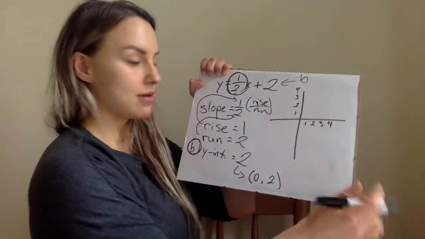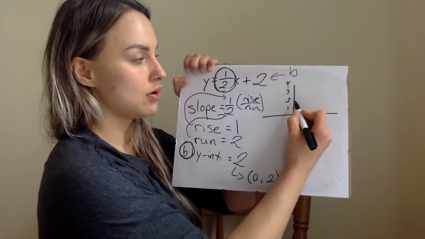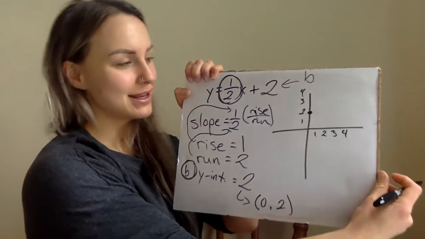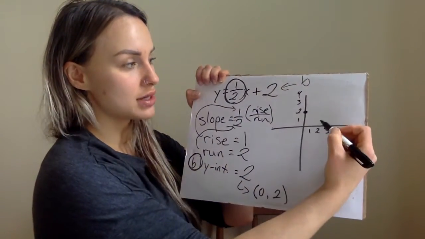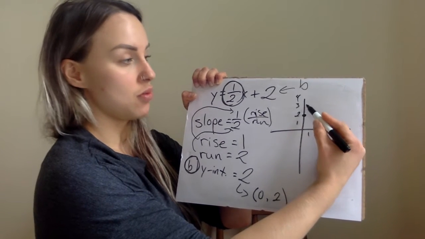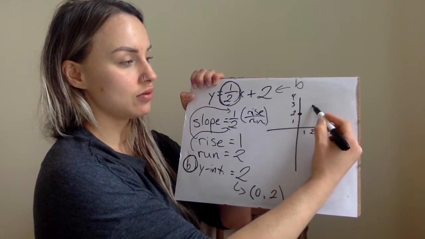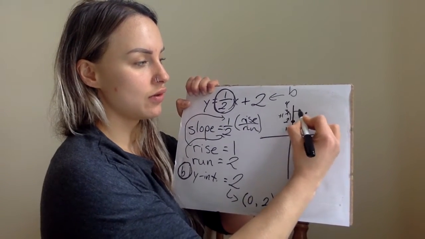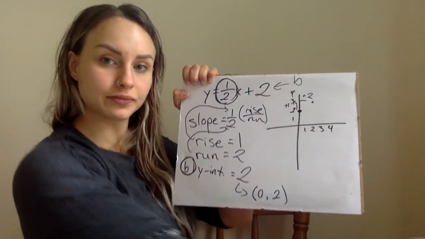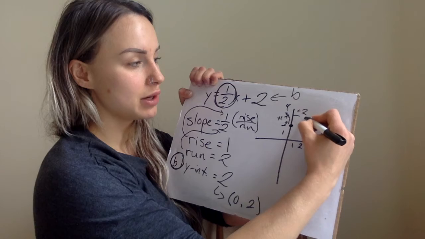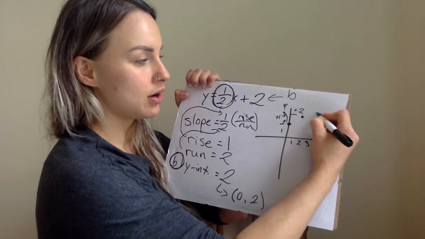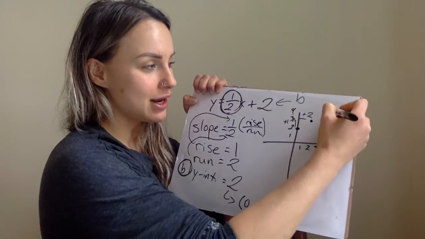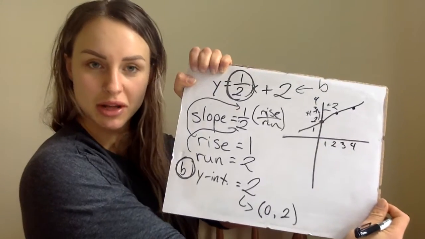So we can plot that one right away. When x is 0, y is 2. And then we take this information: our slope is it rises up 1 and it goes over 2. Right? It goes up 1 and it goes over plus 2. And then we do it again. So from here we go up 1 and over 2. And we now have our graph. And we can now put our line of best fit.